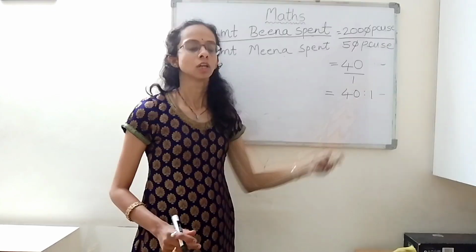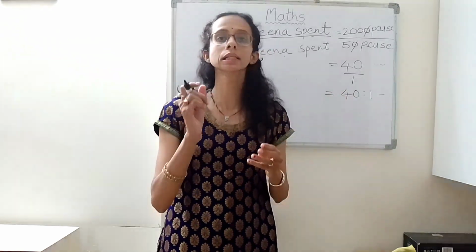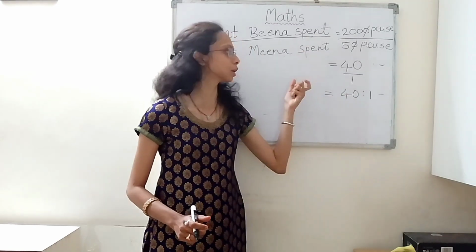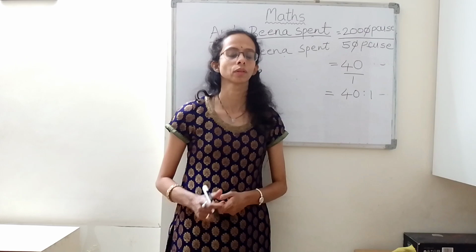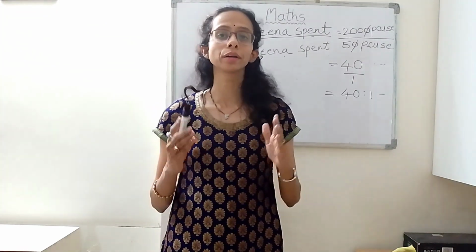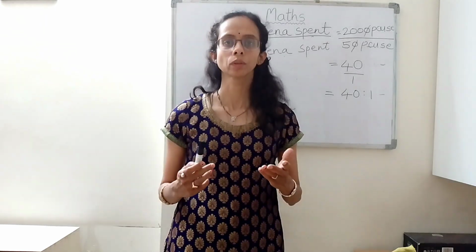So this way, when there is a large difference between two quantities or two values, we can easily compare them by the division method. This comparison by division method is considered a ratio, my dear students. In this example, we have also learned how to compare quantities measured in different units. Okay.